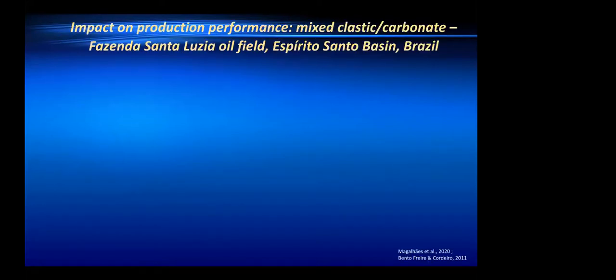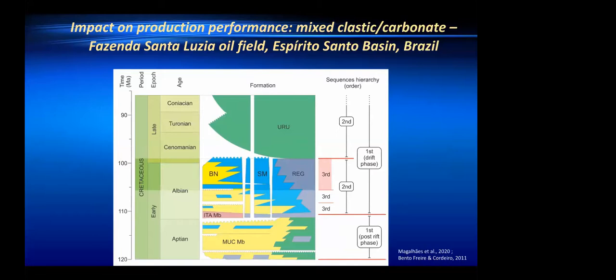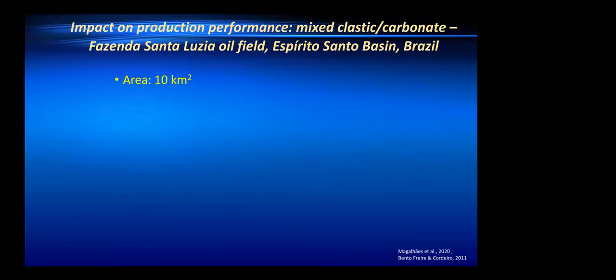Well, now we're going to see the first case study, which is a successful example of reservoir zonation based on high resolution. The reservoirs consist of mixed shallow marine sandstone overlain by shallow marine shale and carbonates, which are Albian in age. The field has an area of 10 square kilometers and a volume of oil in place of 63 million barrels. And in 2005, well spacing was around 200 meters.